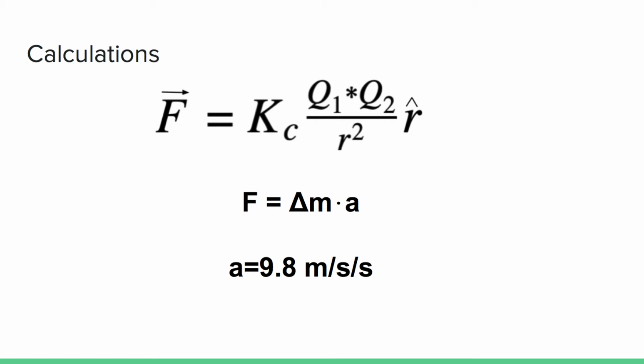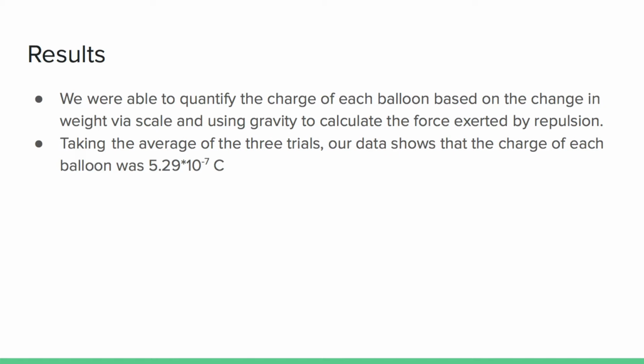A constant of 8.99 times 10 to the 9th was used for this experiment, with an r-hat value of 1 and a distance between the balloons of 0.05 meters. After our data was collected, we were able to determine the charge of each balloon by using the weight and the known acceleration of gravity, as stated before. With the calculations that we used above, we averaged the 3 charges found in each trial to determine the charge of the balloons. This was 5.29 times 10 to the negative 7th coulombs.